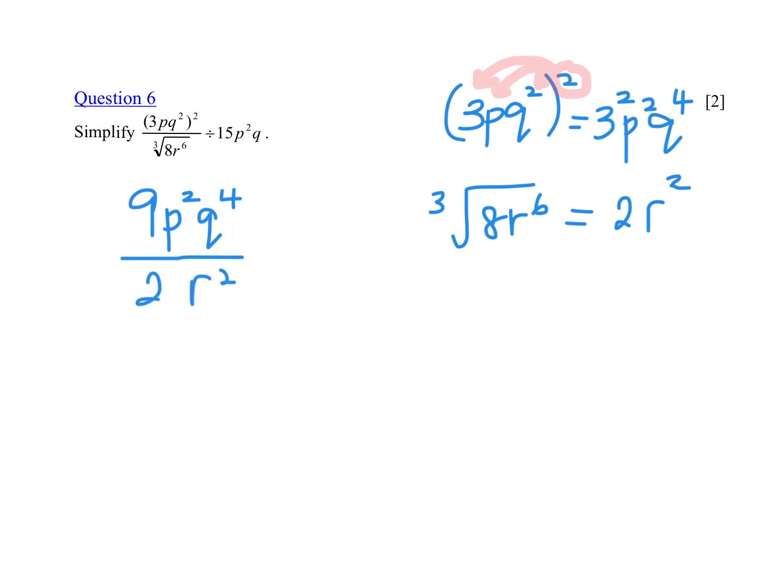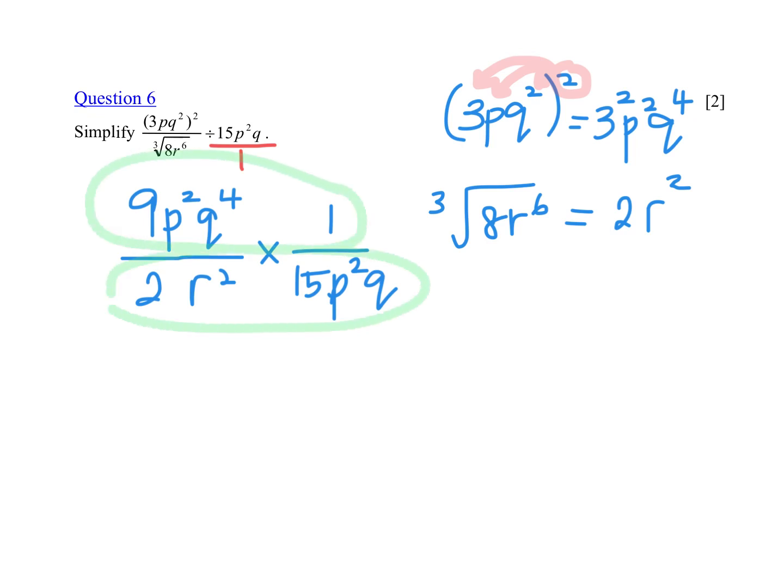And then next portion, this is actually divided by 15p squared q over 1. So when we do division, we change it to multiplication and we need to flip the fraction over. So it becomes 1 over 15p squared q. Okay, then for me, as usual, I'm just traditional. I'll multiply numerator with numerator, denominator with denominator, and then I'll simplify the indices a bit later. So I'll multiply the numerator, I'll get 9p squared q to power 4. 2 times 15 will be 30. r squared is on its own, p squared and q.